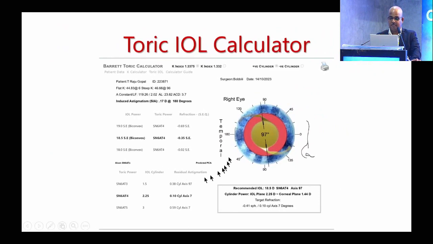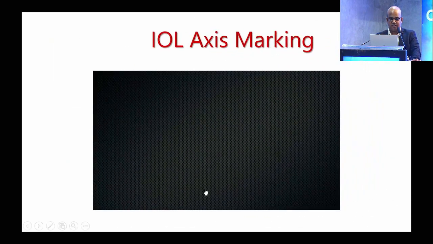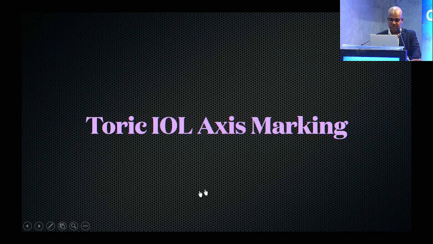Then you can get a printout like this. Here it has chosen a T4 lens of 18.5. For optimum results, I prefer a minus 0.35 spherical equivalent residual in these cases. So the simplest way I do is in this manner.